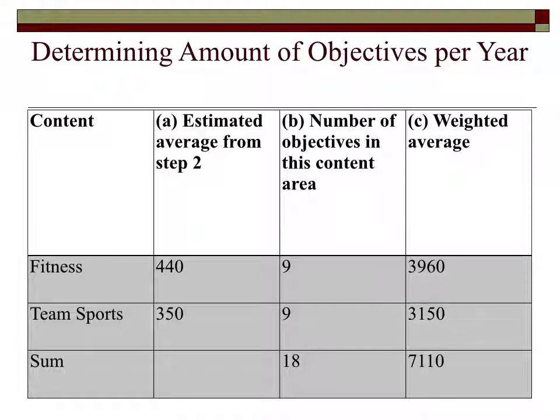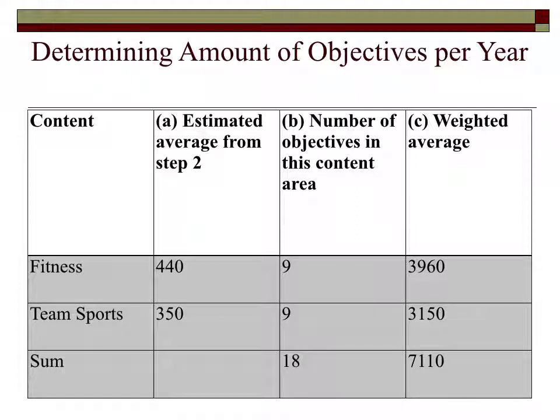And so then what we do is we take the estimated average, multiply that by the content area. That gives us our weighted average. So for the fitness, it's 3,960. And then team sports is 350 times 9, which equals 3,150. And so our total weighted average equals 7,110. And then we have a total of 18 objectives.